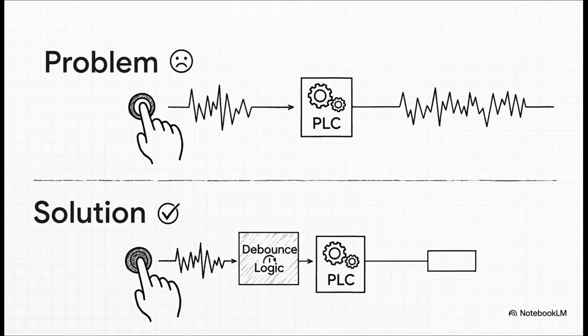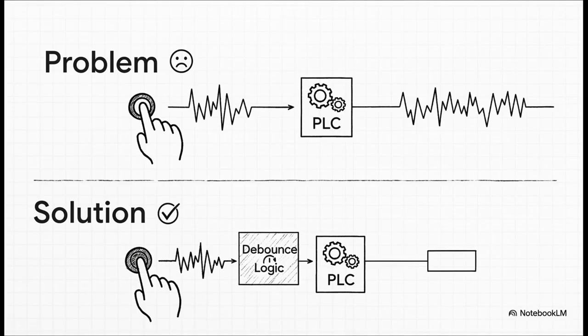All right, here's another one that's a little more subtle, switch debounce. When you press a real physical button, the metal contacts inside can kind of bounce for a fraction of a second, creating this messy, flickering signal. A super fast PLC might see that flicker and think you pressed the button 5 times.